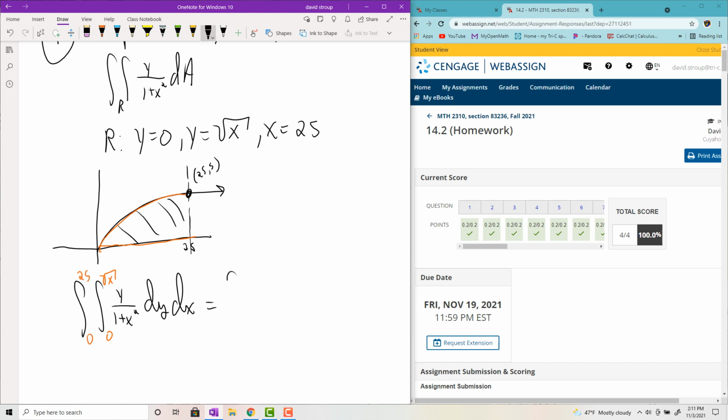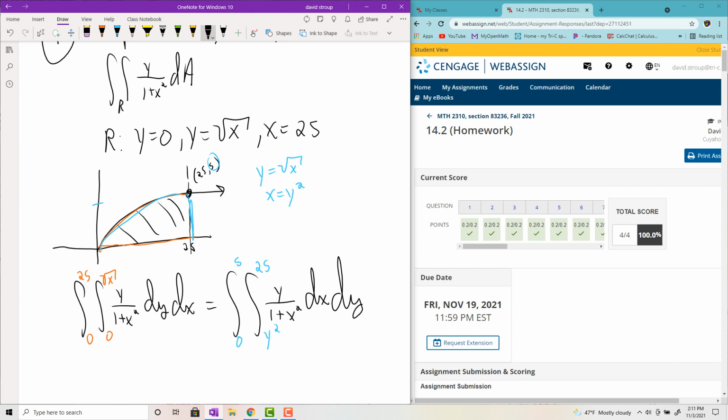Then on the other integral, the other variation, you're going from x equals this curve to x equals this curve. So the upper curve is 25. The lower curve I get from the y equals square root x. So x will just equal y squared, so y squared to 25, and then on the y-axis I'm going from 0 to this y coordinate 5. Okay, 0 to 5. And then of course we have our integrand y over 1 plus x squared dx dy.